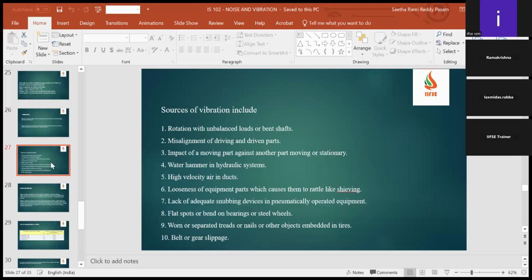If you look at the sources of this vibration, they also include rotation with unbalanced loads and shafts, as Netaji gave an example, and misalignment of driving and driven parts, like pulleys and shafts. Then there is impact of moving parts against another part, moving or stationary, like gears, water hammers in hydraulic systems, and high velocity air in the ducts.